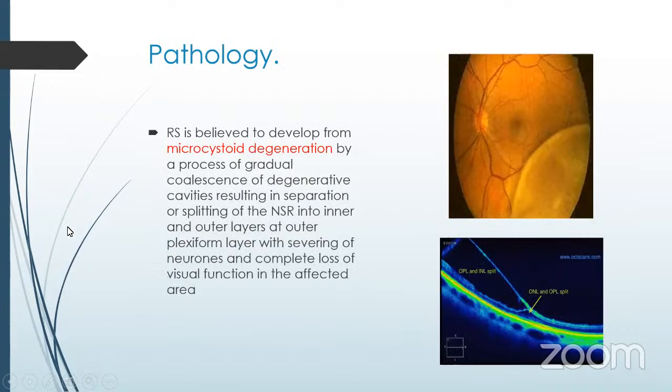Pathology of degenerative retinoschisis: multiple microcystoid degenerations develop in the retina, and these microcystoid degenerations coalesce, resulting in the splitting of the neurosensory retina into an inner and an outer layer at the outer plexiform layer, with severing of the neurons and complete loss of visual function of the affected areas.